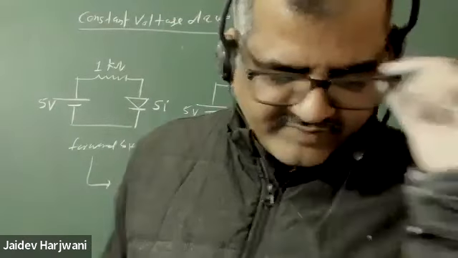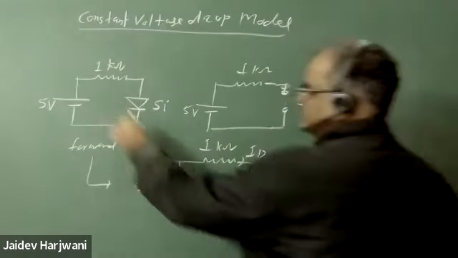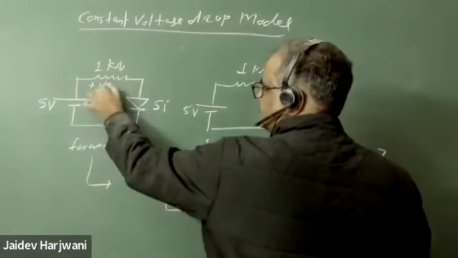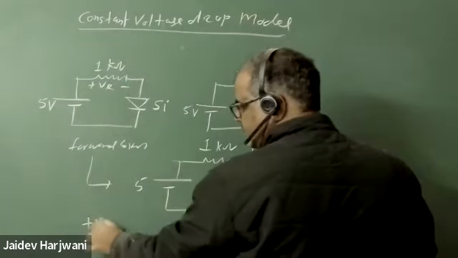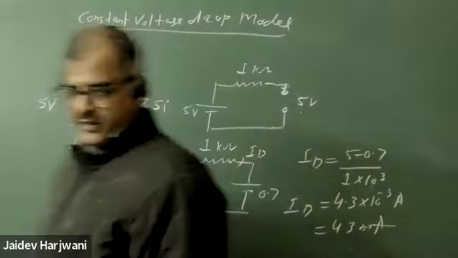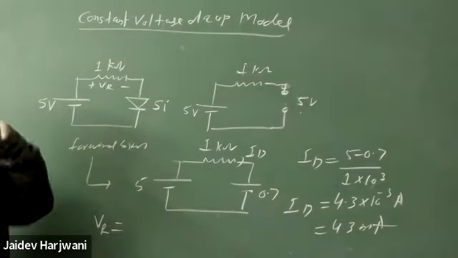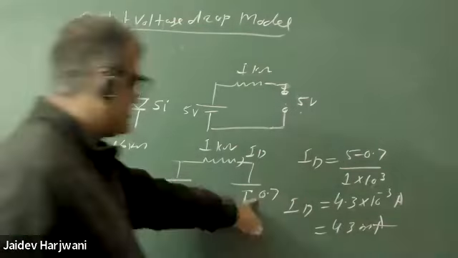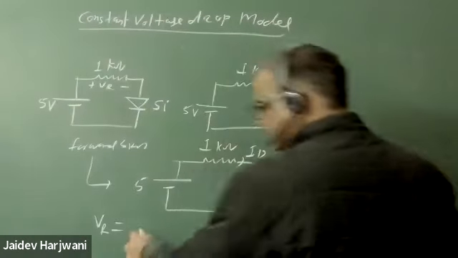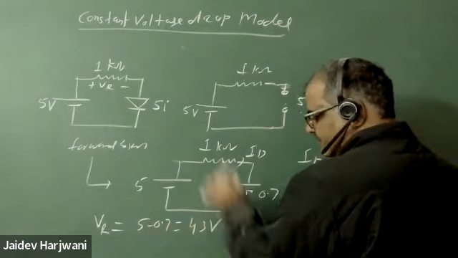Now what is VR? How much is VR in this question? If I say this is VR, what is the value of VR? What is the voltage drop across the resistance? It is 4.3 volt. So the voltage across VR will be 5 minus 0.7, that is 4.3 volt.